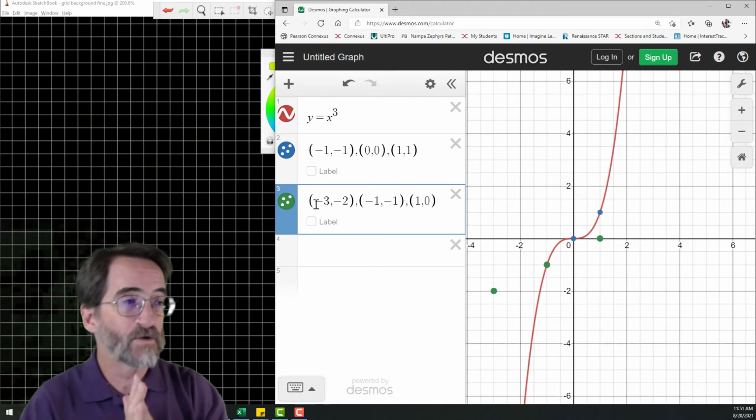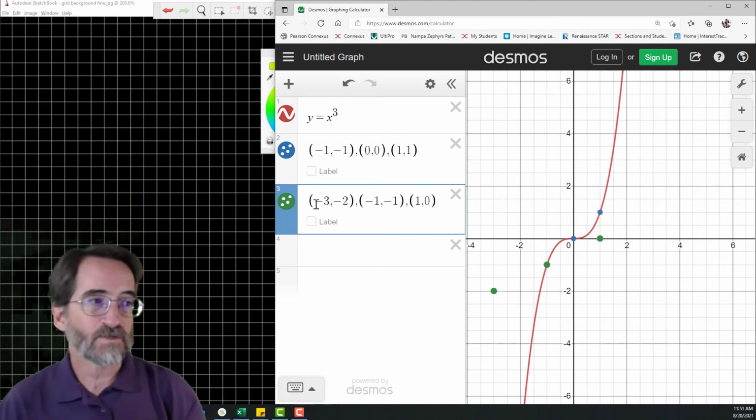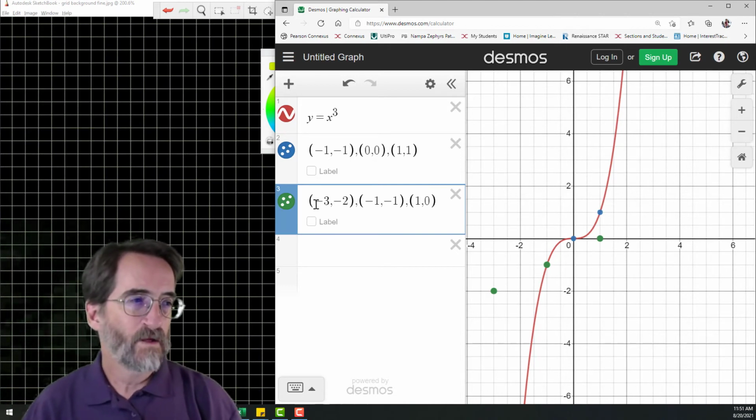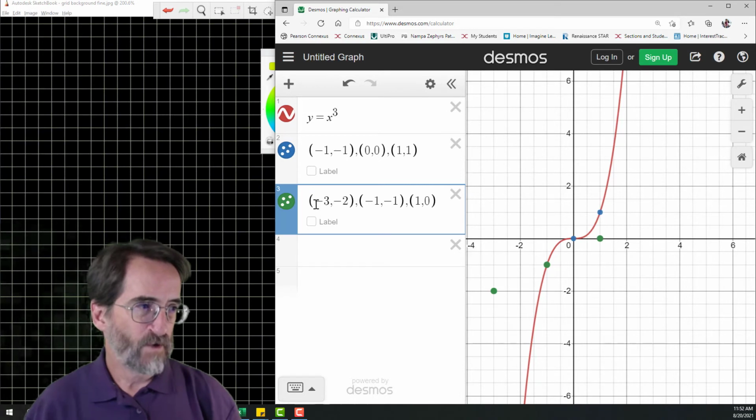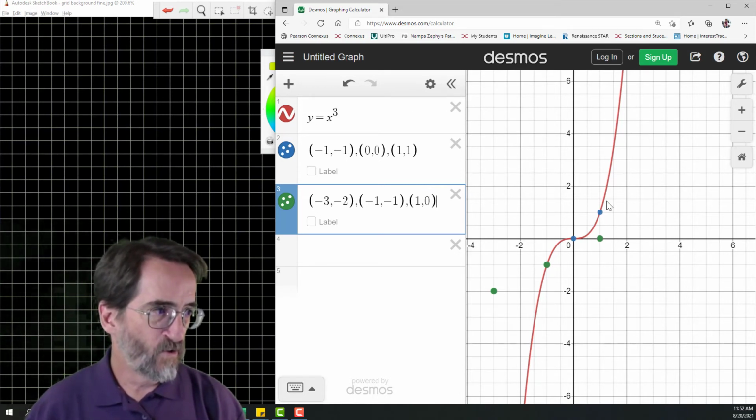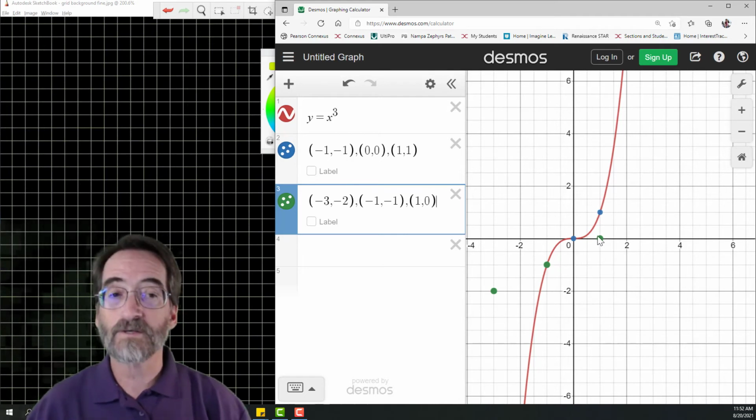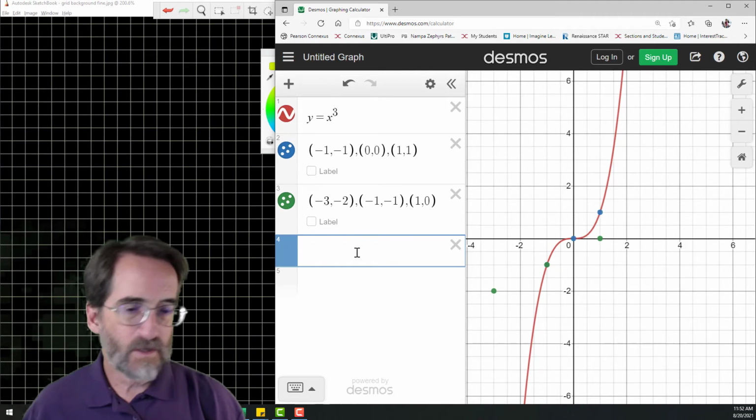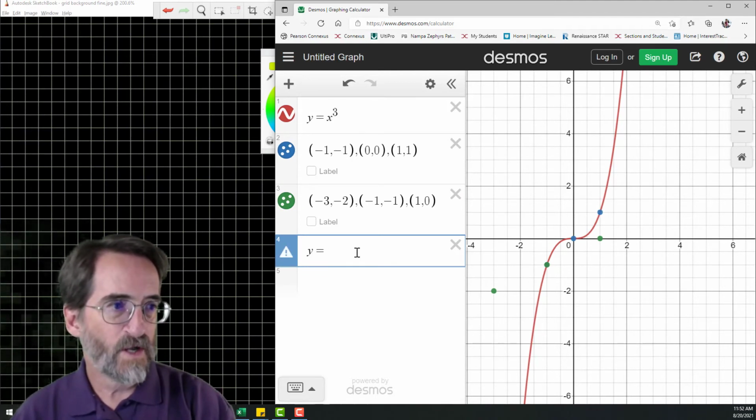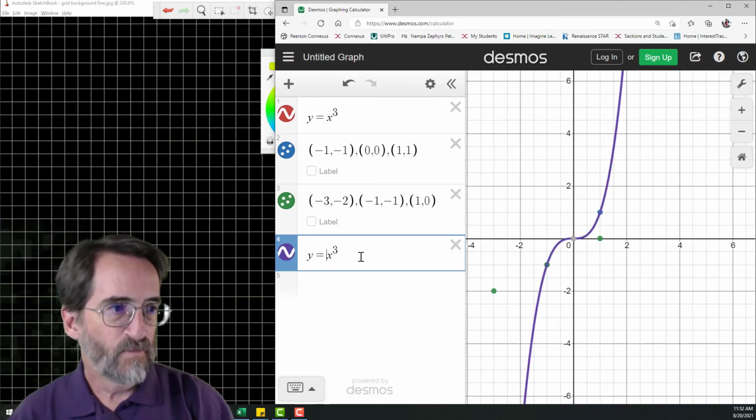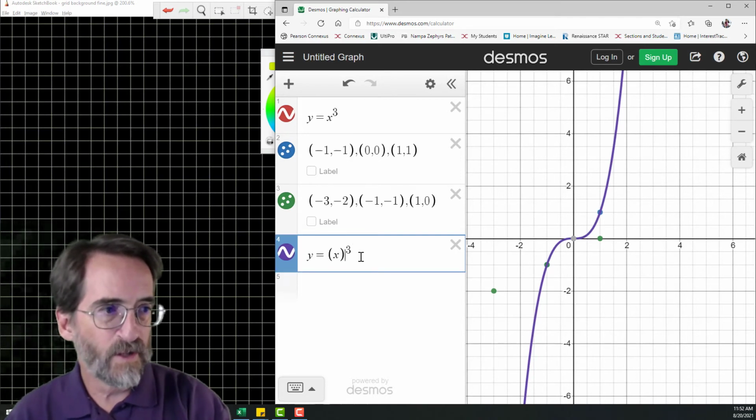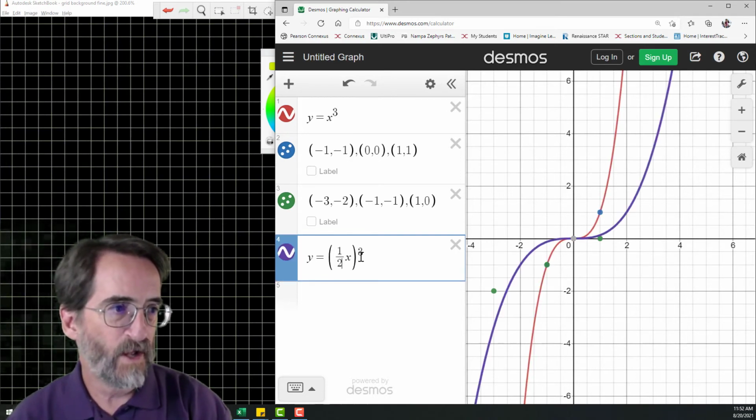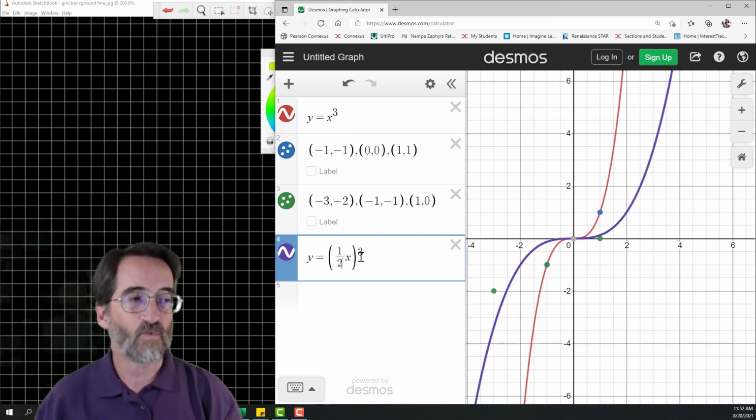And I'm going to modify the red function so that it fits the green points. Okay, so the first thing I notice is that instead of going over 1 and up 1, we're going over 2 and up 1. So this thing is twice as wide. Okay, so immediately I'm going to say y equals x cubed, but I'm going to put parentheses around the x, and I'm going to multiply it by a half. So it's now twice as wide.